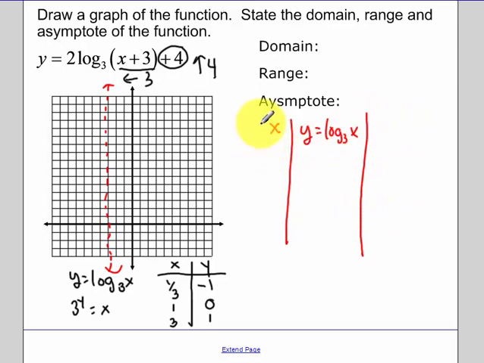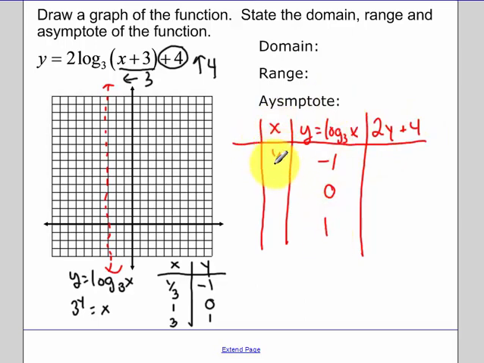Now what I'm going to do is I like to lay out this chart. It just makes it easier. We have 2 times this function plus 4. These are the normal points that we just came up with. X was 1/3, 1, and 3. Okay, the x's get subtracted by 3, so this becomes a 0. This becomes a -2. This becomes a -2 and 2/3.